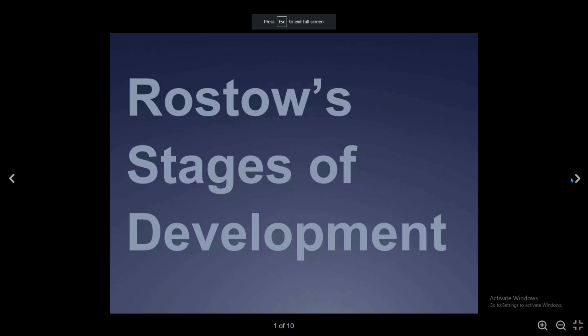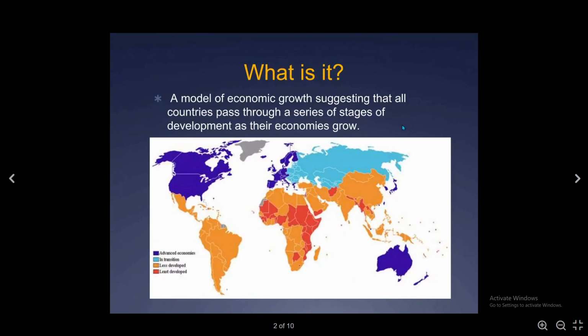So with Rostow's stages of development, what is it? It's a model of economic growth suggesting that all countries pass through a series of stages of development as their economy grows. We can see here, it's a map we've seen a lot before, and it's just about the countries and their stages of development. In the purple, we see the most advanced economies. They tend to be the most highly developed countries.